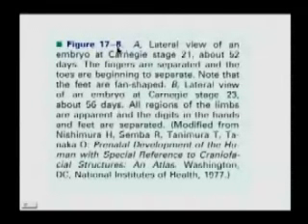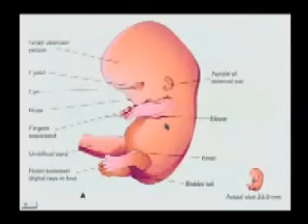So figure 17.8 is going to show us in panel A a lateral view of an embryo at Carnegie stage 21, about 52 days. Fingers will be completely separated as we know. The toes are beginning to separate, and we'll see the feet are fan-shaped. And then in panel B, there'll be a lateral view of an embryo at Carnegie stage 23, about 4 days later. And then all the regions of the limbs are apparent, and the digits in the hands and the feet are separated. So here we see complete separation of the digits, the fingers.